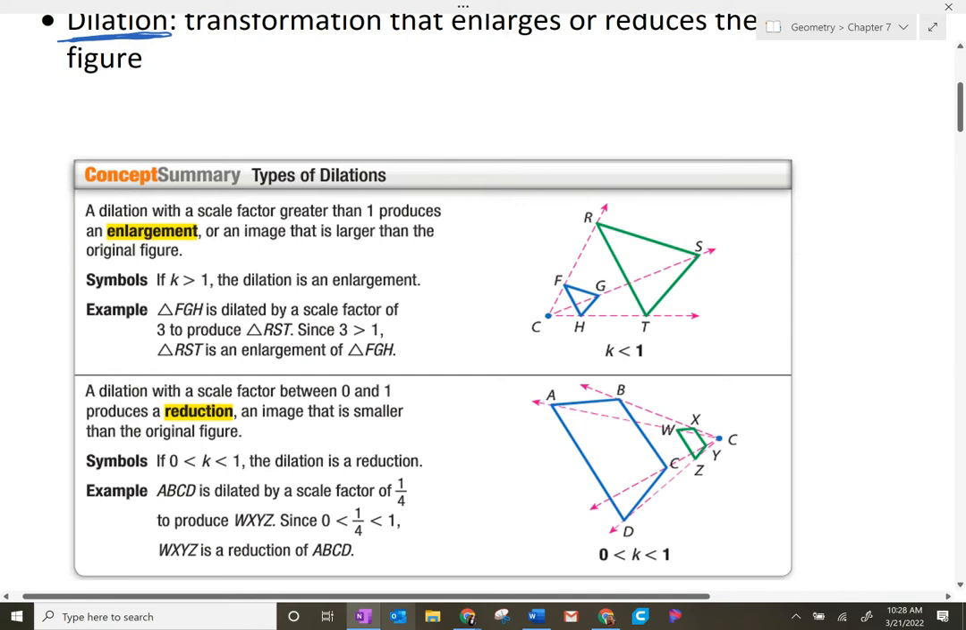Okay, the nice part about this geometry stuff is that it's stuff that you can see and touch if it were an actual shape. We're not dealing with imaginary stuff. So if it's an enlargement, it's getting bigger. If it's a reduction, it is getting smaller. And with the reduction, I'm going to write this: never smaller than 0. So never going to be smaller than 0.